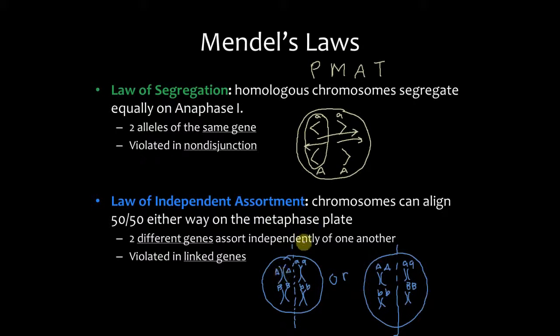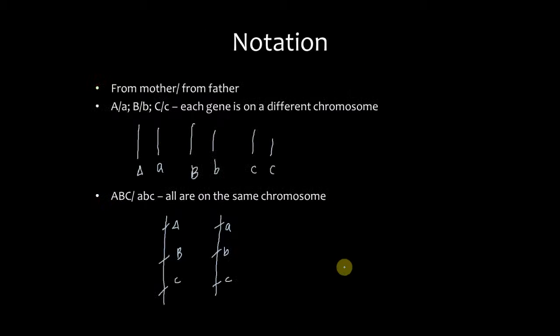And that's violated in linked genes. So what is a linked gene? That's where you have multiple genes on the same chromosome. So let's say instead of A and B being on separate chromosomes, B was actually on here. Well, obviously it can't line up 50-50 either way because A and B are on the same chromosome. Okay, so that's how the law of independent assortment is violated with linked genes.